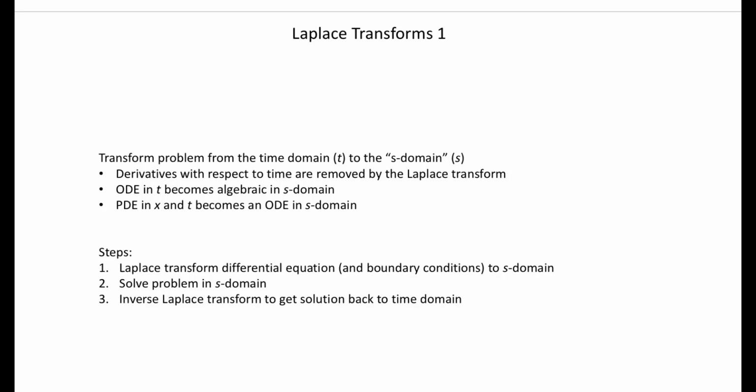Okay. So there's just kind of three steps here. One, take the Laplace transform of whatever your ODE is and put it in the s domain. Two, solve the problem in s. And then three, take the inverse, right? So kind of straightforward, but there's a bit more to it, right? Let's see. Okay, so let's keep up here.